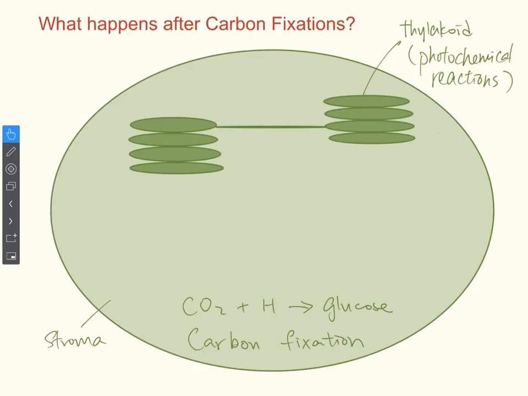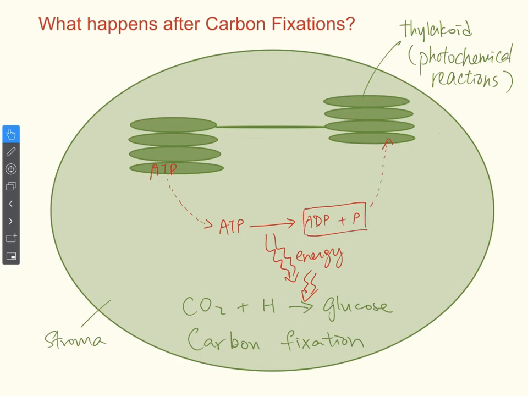ATP was made during the photochemical reactions where a lot of energy from light was trapped in ATP. Now, in order for ATP to release this energy, it has to be broken down into ADP as well as P. After it is broken down, energy from this molecule will be released, and this energy can be used for driving the process of carbon fixation.